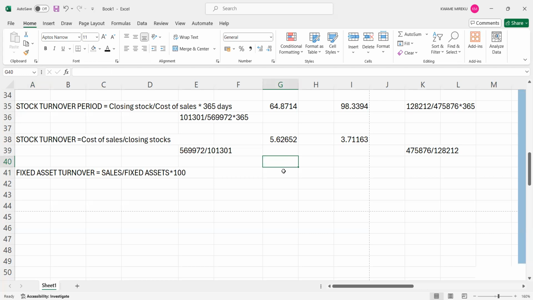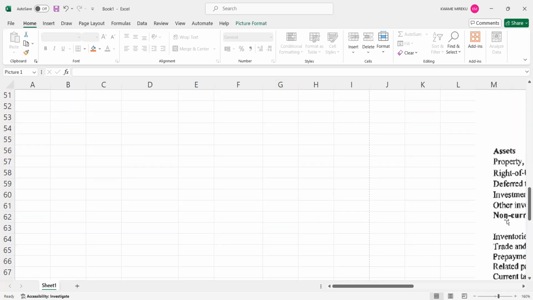So here, what is the sales figure for 2023? We used it earlier on: 908,647. Now go to the balance sheet. Get me the fixed assets. The fixed assets are the property, plant, and equipment, and right-of-use assets, that is the non-current assets.